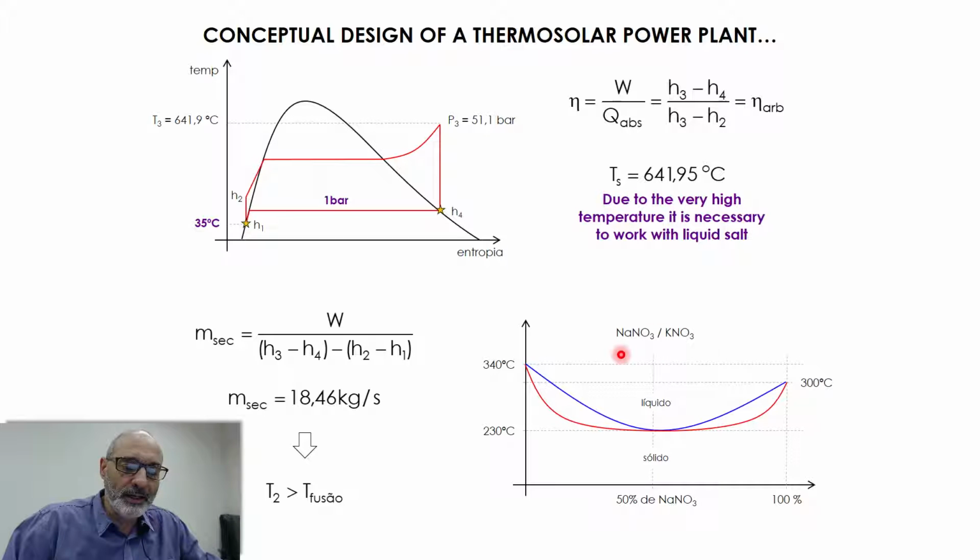If you look at this equilibrium diagram of this mixture, here you have temperature and here you have concentration. Below the red line, everything is solid. Above the liquid line, everything is liquid, and between the two, you have a mixture of liquid and solid.